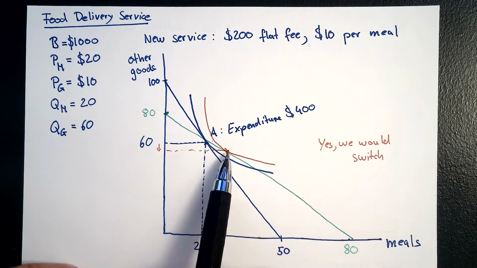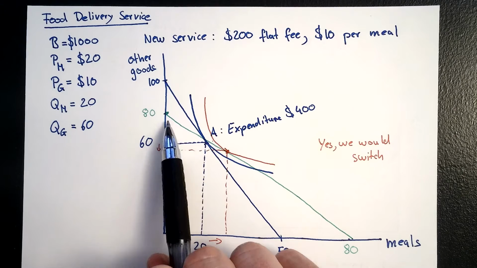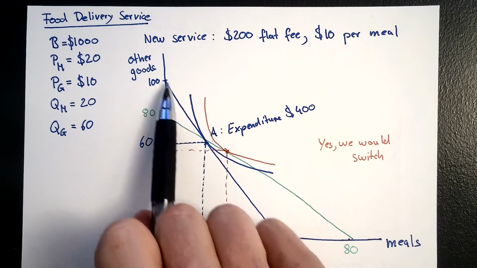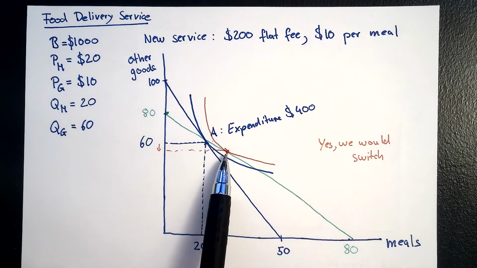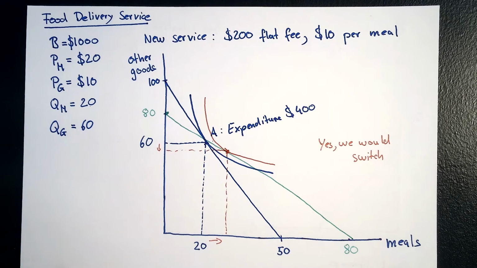Because this point here was not affordable under the old budget constraint, the blue line here, but it is now affordable under the new budget constraint, where we have the $200 flat fee and the $10 per meal. So this is a second application of consumer theory.